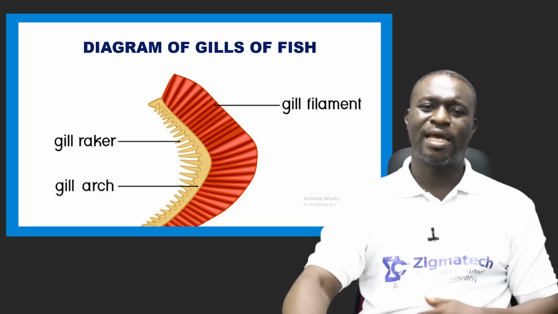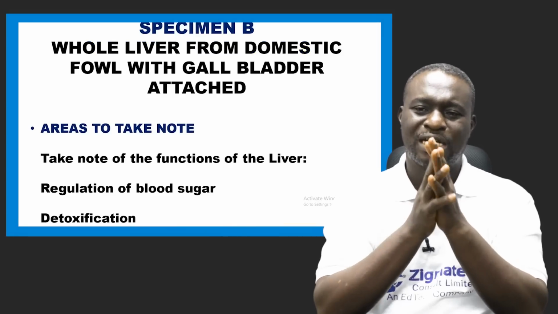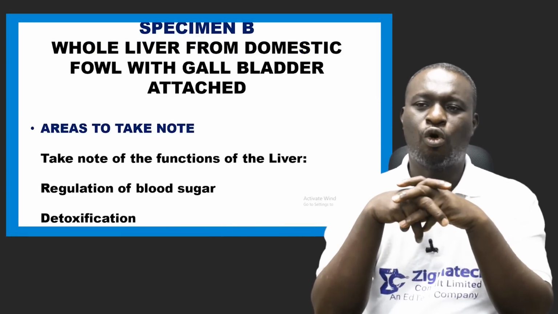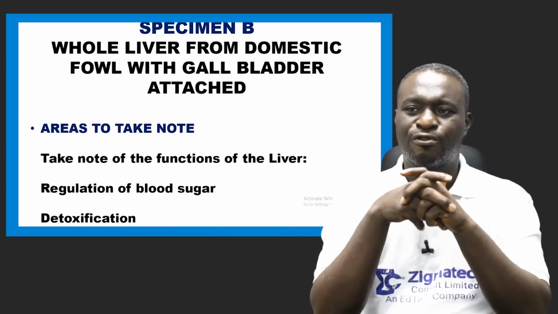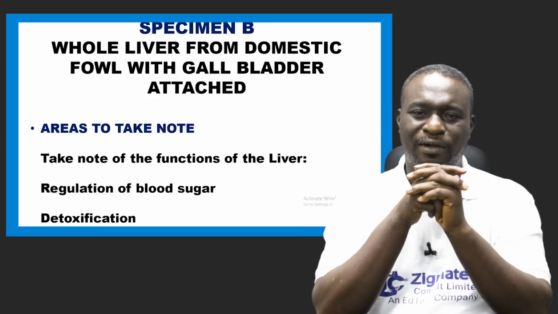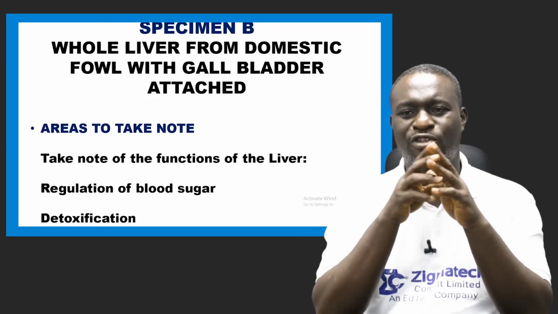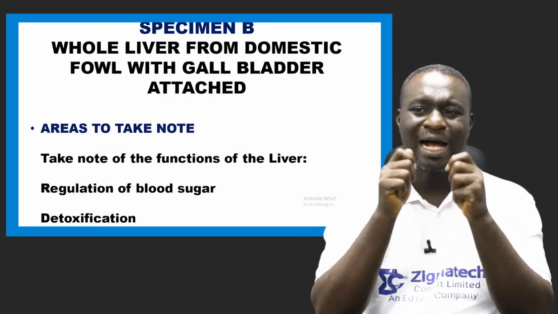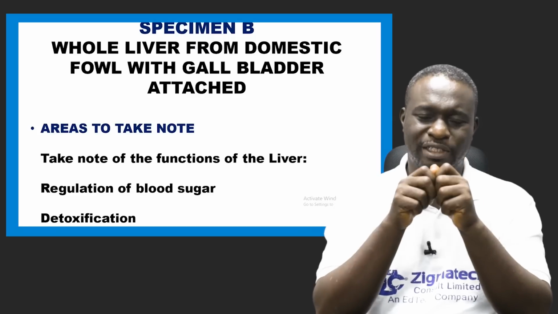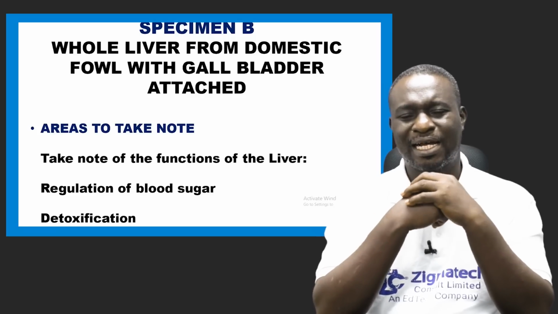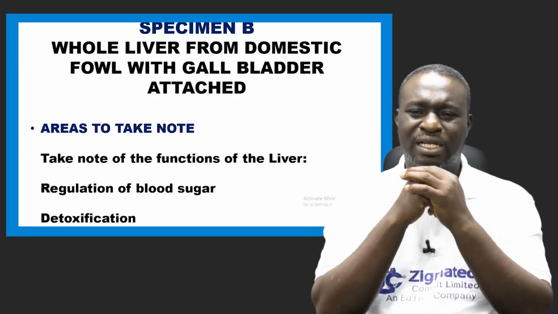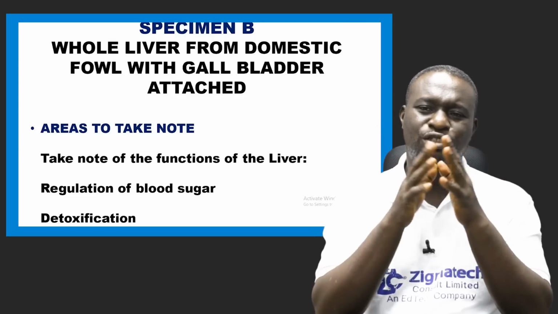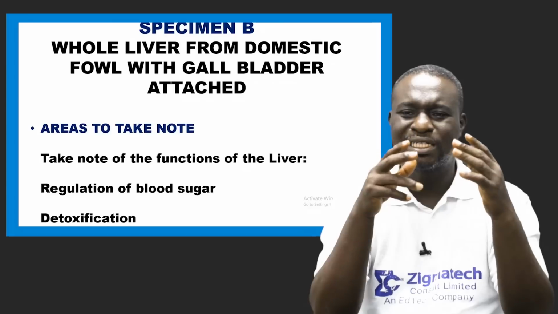Now, the next one is specimen B. Specimen B is a whole liver from domestic fowl, with the gallbladder attached to it. That is, the gallbladder is attached to the liver. Now, it is also important to take note of some important areas.